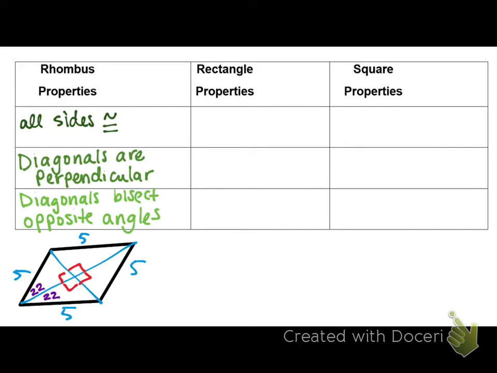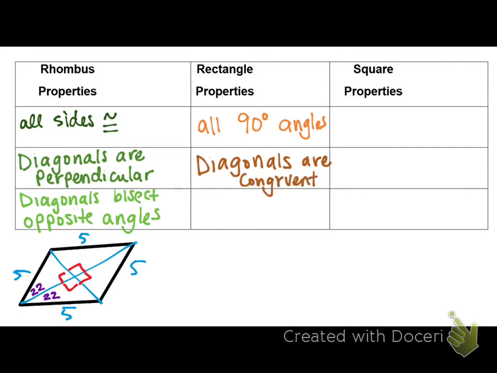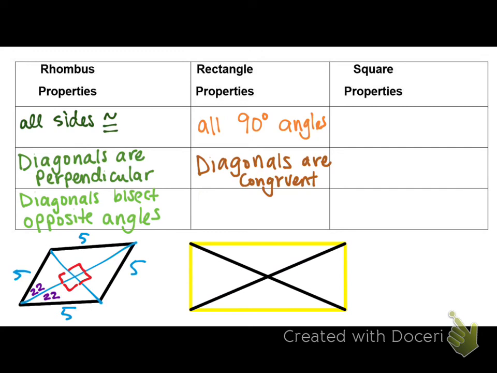Okay. A rectangle has two properties. What are those two properties? All angles are 90, and then there's one more. Diagonals are congruent. Meaning in a rectangle, the lengths are the same.